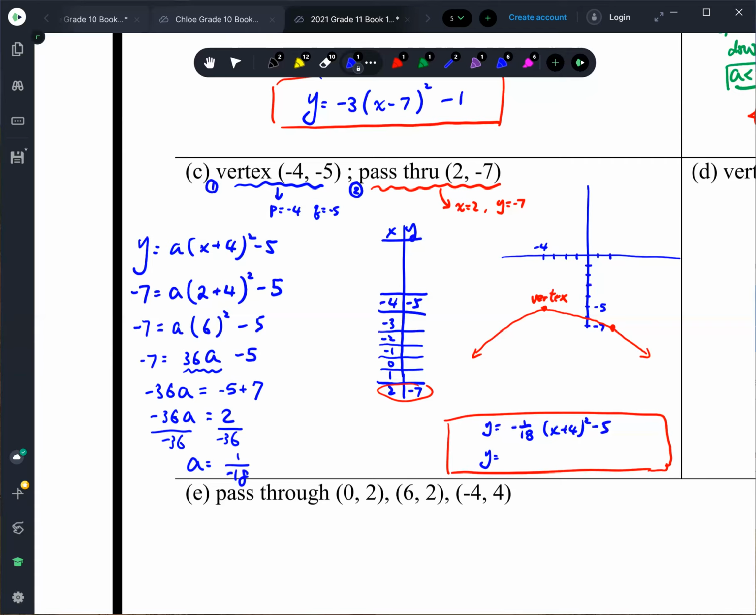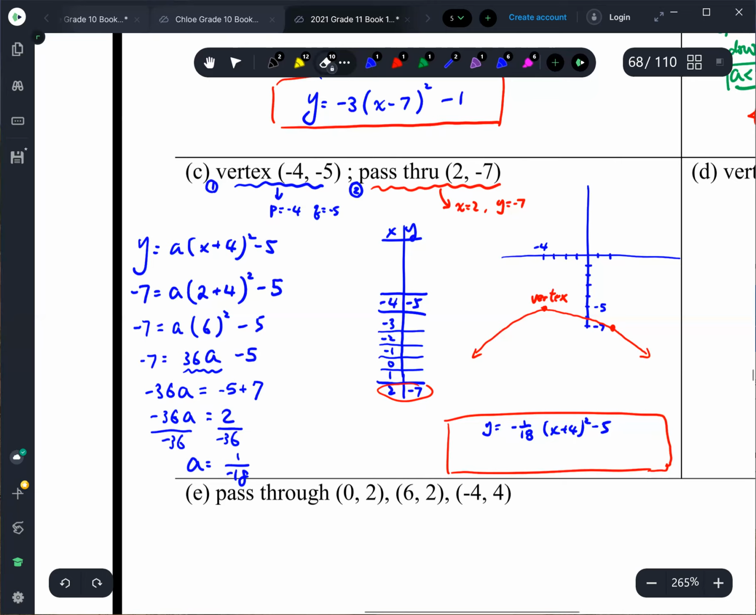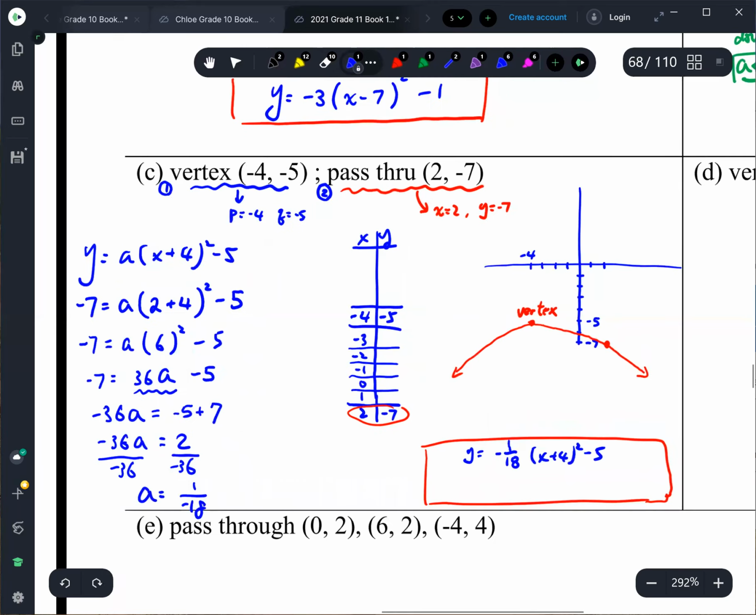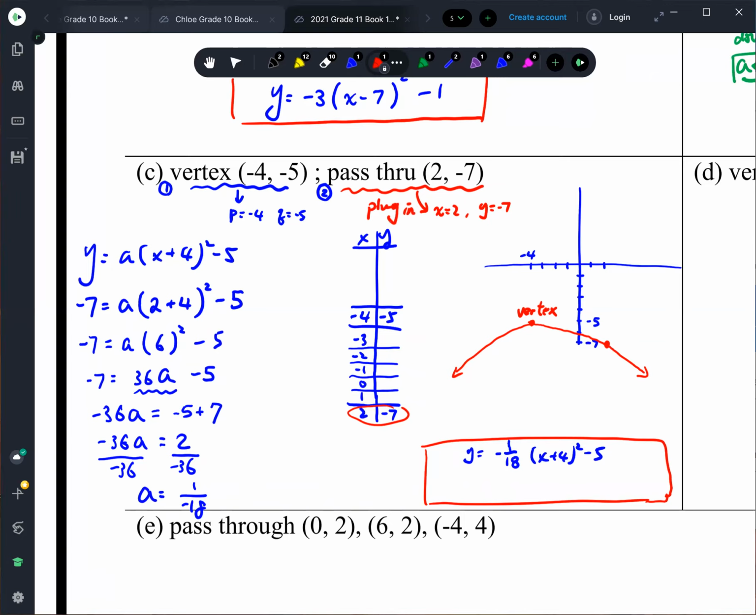Vertex part, everyone got it right, x plus 4 in the bracket and -5, okay? So A should be -1 over 18. Hope you guys got it, right? So when you see pass through, it means you can plug in the points, or sub in the points, if it's on the graph.